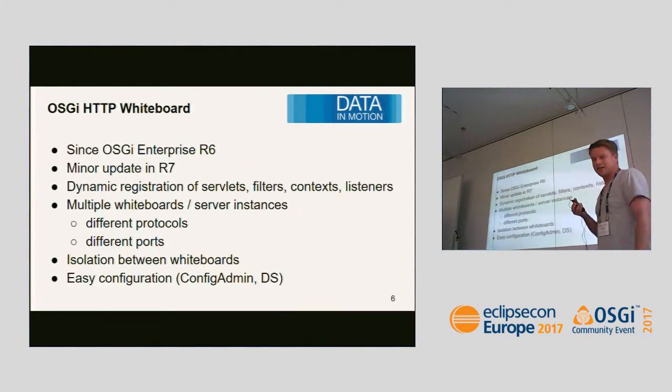The HTTP whiteboard is quite simple and has been around since R6, with the most common implementation being the Felix Jetty HTTP bundle, which provides the runtime and all the stuff. It has a minor update now in R7 that enables it to handle multi-part requests, file uploads and so on, but nothing drastic. And it allows, as would be expected of an OSGi specification, the dynamic registration of servlets, filters, listeners, the pulling up of new whiteboards on the fly and pulling them down, for different protocols, different ports, and so on and so forth.